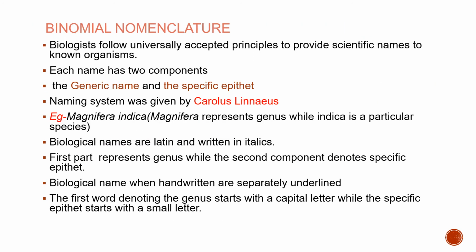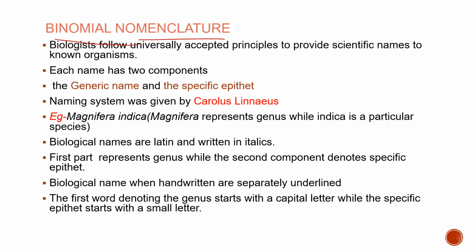Here we are going to discuss how scientific names are given to known organisms, and this is called binomial nomenclature. As the name suggests, each name has two components. One is the generic name and one is the specific epithet. This system always provides a name with two components. Two components means binomial nomenclature.